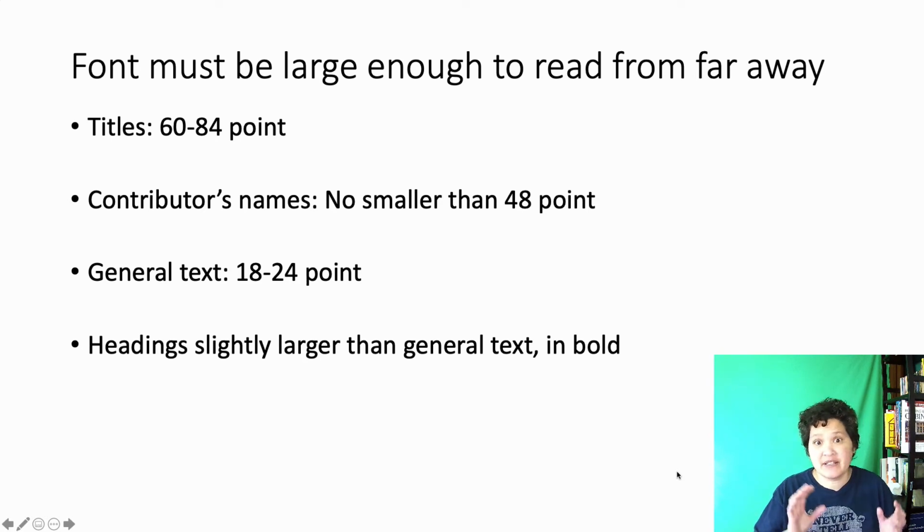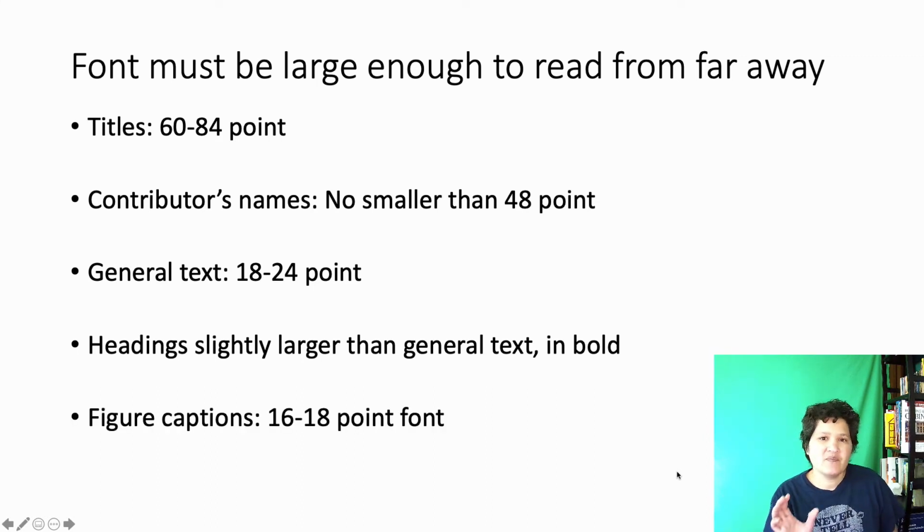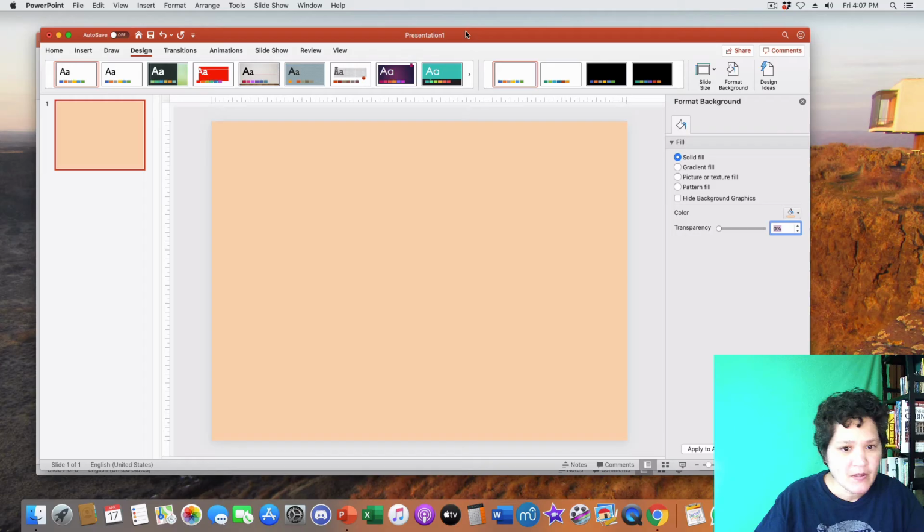When you have headings, for example, breaking down your methods into here's the titration part and here's the metal analysis part, just make those somewhat larger than the general text and figure a way to set them off. Depending on what the heading is, I usually use bold. Sometimes I'll use underline, and you'll see that. Figure captions can be slightly smaller than the rest of the text, but I definitely do not recommend making them any smaller than 16-point font. So everything here is going to be considerably larger than you'd make if you were making a written report.